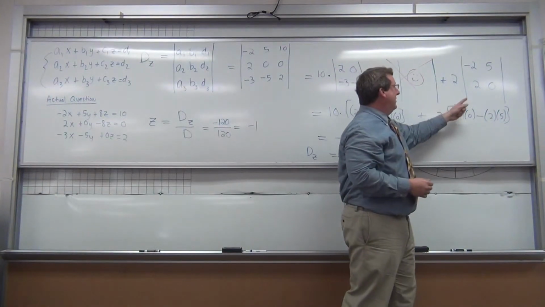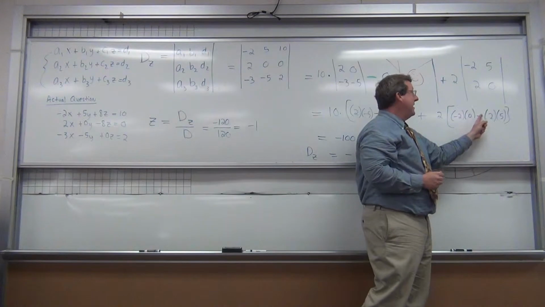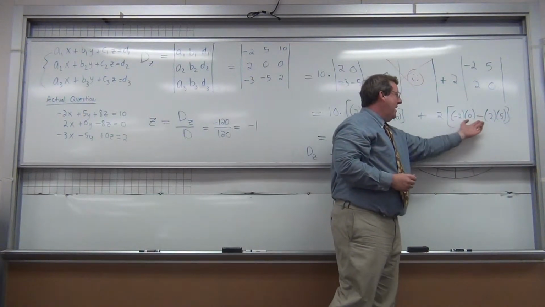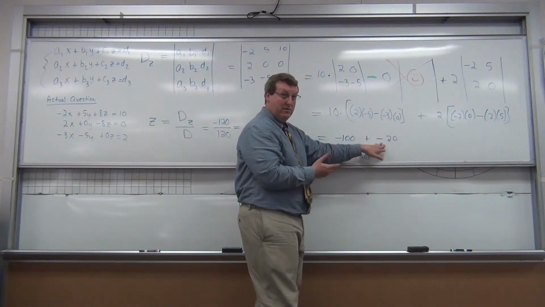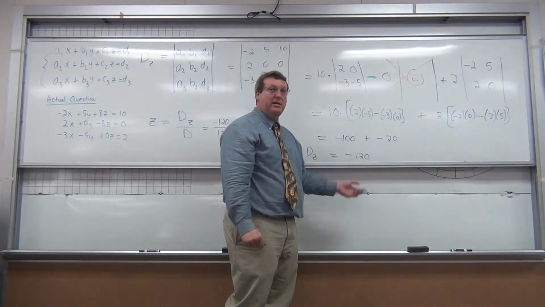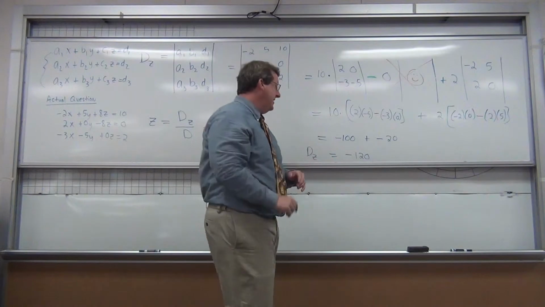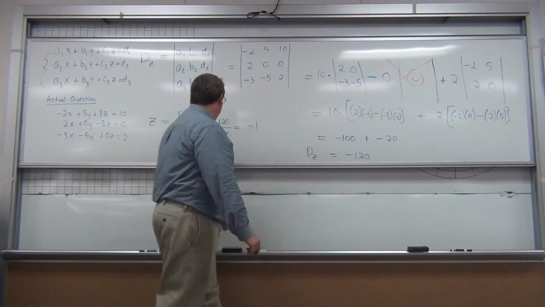which is a fancy way of saying we get the determinant, the negative 2 times 0 minus 2 times 5. So that's 0 minus 10. What's 2 times a negative 10? A negative 20. What's a negative 100, negative 20? You put those together, you get negative 120. You just solved another 3 by 3 determinant. Now here's the nice part. You have D subscript Z is negative 120.